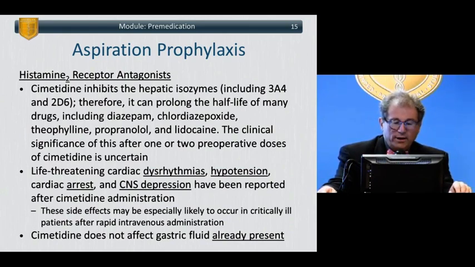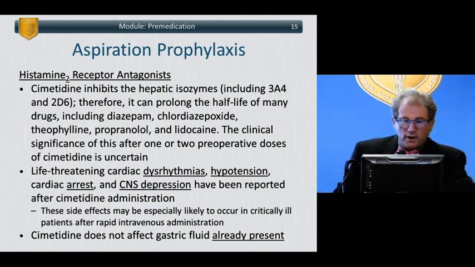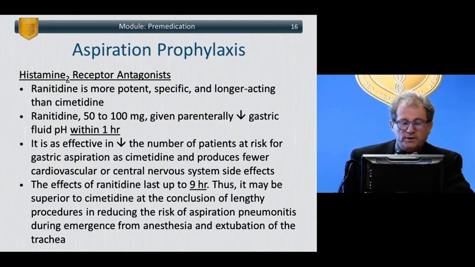Rarely have life-threatening dysrhythmias and arrest occurred after cimetidine administration, but these are likely to be the consequences occurring in patients who are critically ill. And it is important to realize that cimetidine does not change the pH of gastric juice that's already present in the stomach. It only prevents the secretion of more acidic gastric fluid.